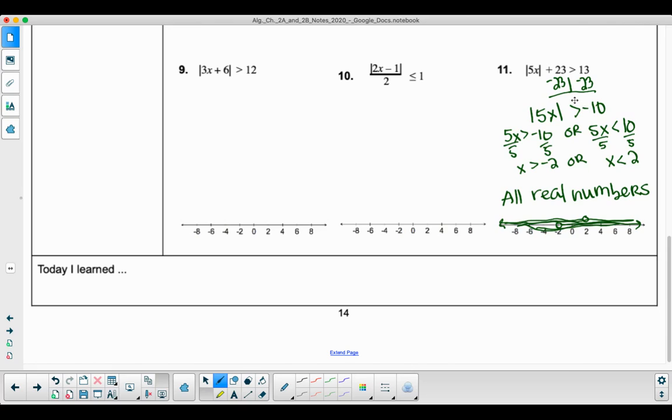And kind of a hint to see here is you can really see it in this spot right here. This is an absolute value greater than a negative number, and that's when you're going to end up with this whole number line being covered. So all real numbers are going to be in your solution set.